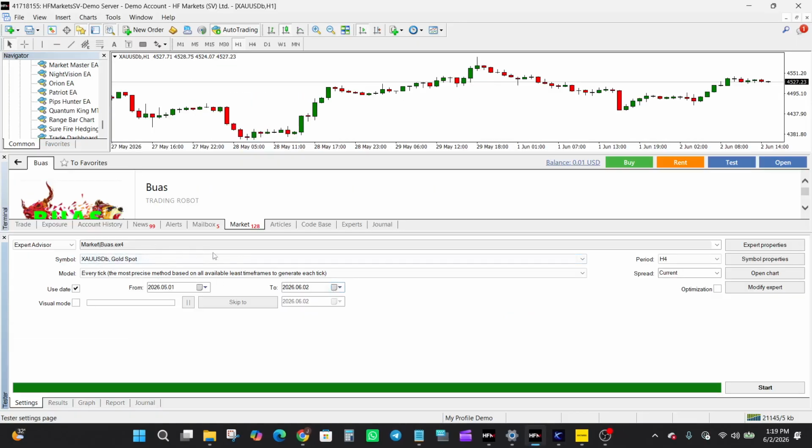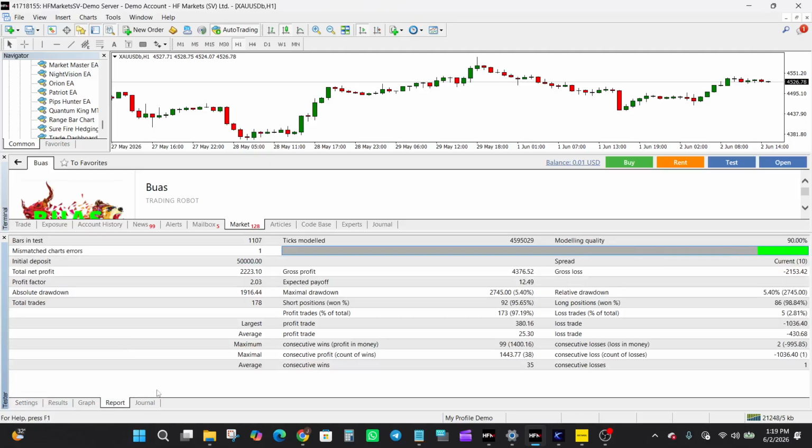We're testing the BUAS EA on gold on the H4 time frame. And as you can see, I ran the test over the past month. Okay, so I recommend running the test at your own convenience, right? I recommend running this test over a longer period of time because obviously 1 month is not sufficient enough to conclude on the EA's performance. Okay, so run over a longer period of time so you can capture more market data.